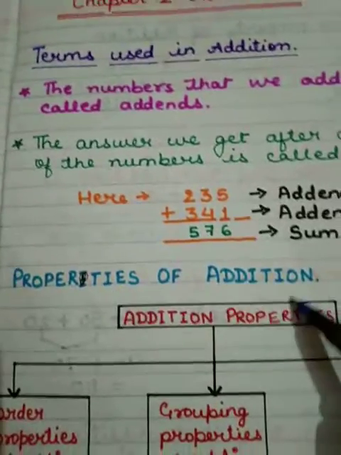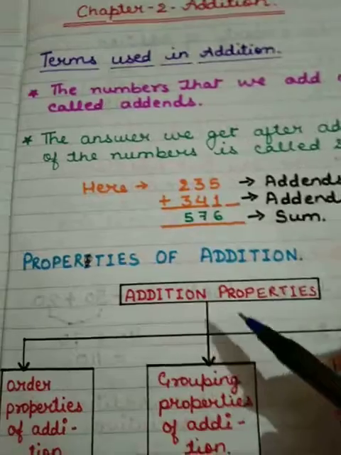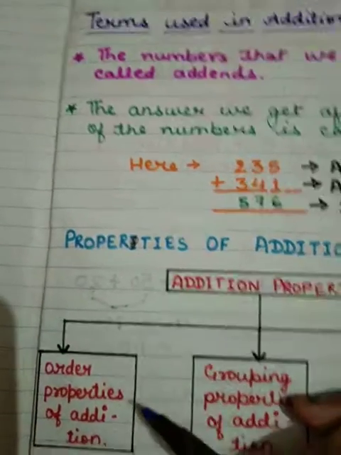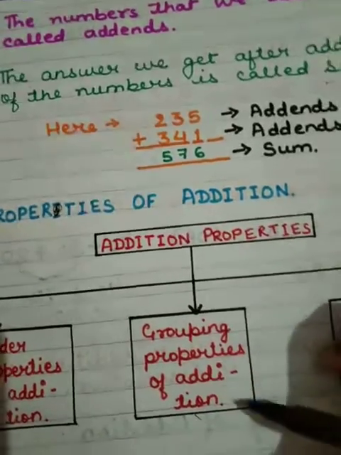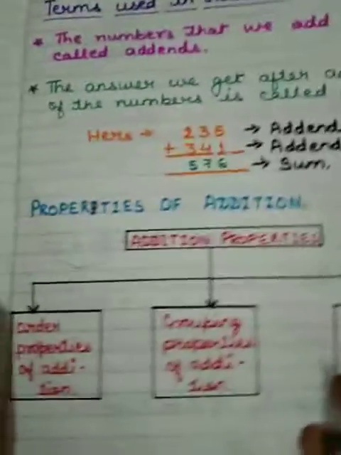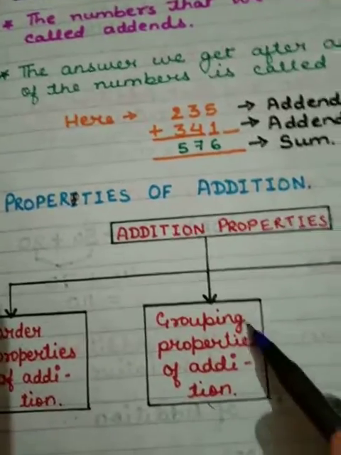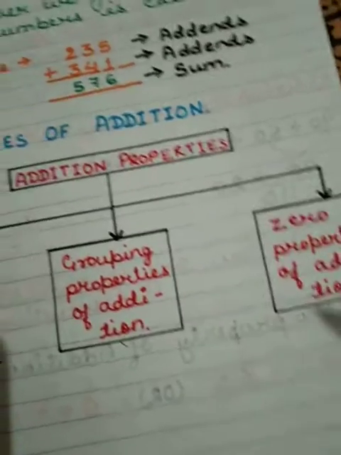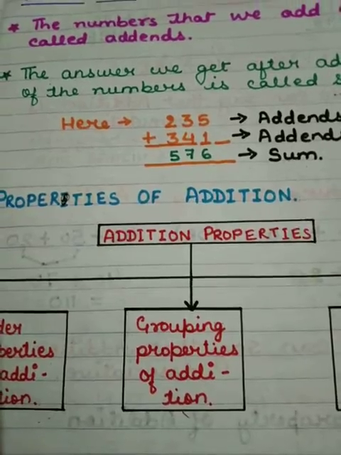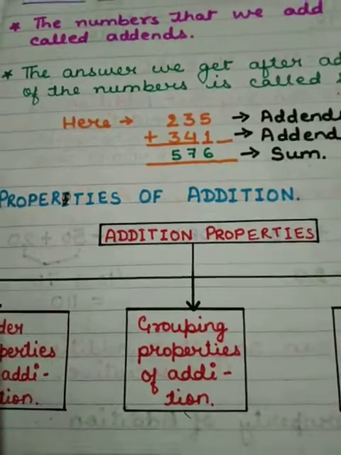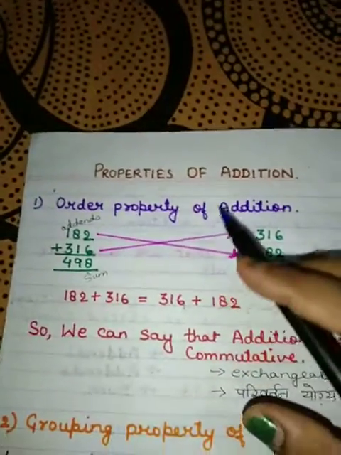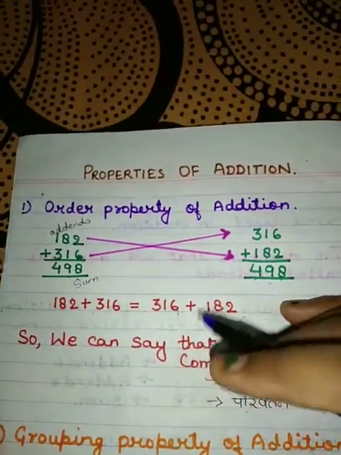Now properties of addition. So there were three properties of addition. First is the order property of addition, second is the grouping property of addition, and the third is the zero property of addition. Once again you can see: order property, grouping property, and zero property of addition. So these three properties we have learned in addition. Now we will discuss these properties in depth.